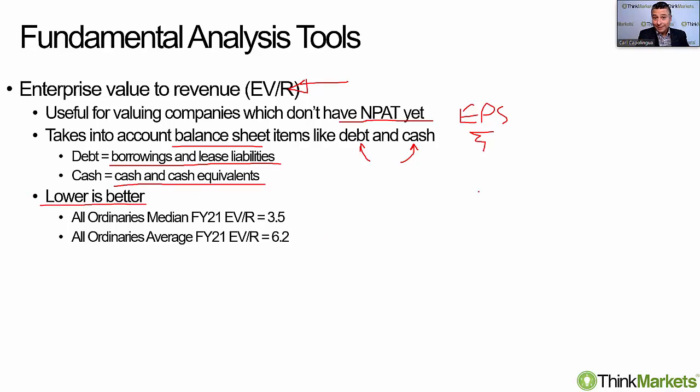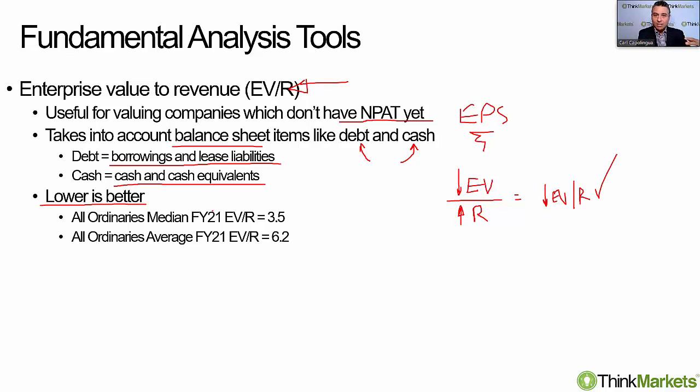Lower is better, because we want the enterprise value, which is effectively the value of the business, to be as small as possible for a fixed amount of revenue. Or another way to put it is we want revenue to be as big as possible for a certain value of the business. So how would I write this? A bigger revenue is good, or a smaller enterprise value is good, and both of those are going to result in a lower enterprise value to revenue, which is what we're typically looking for.